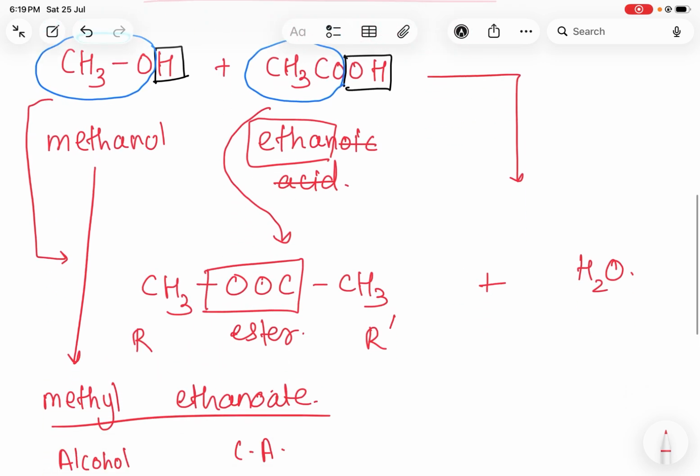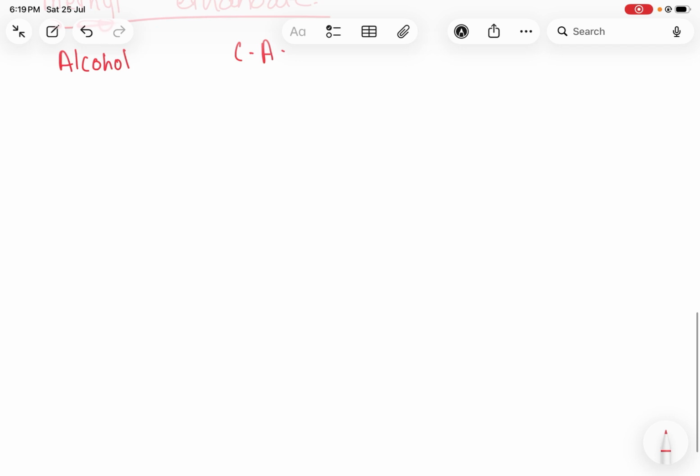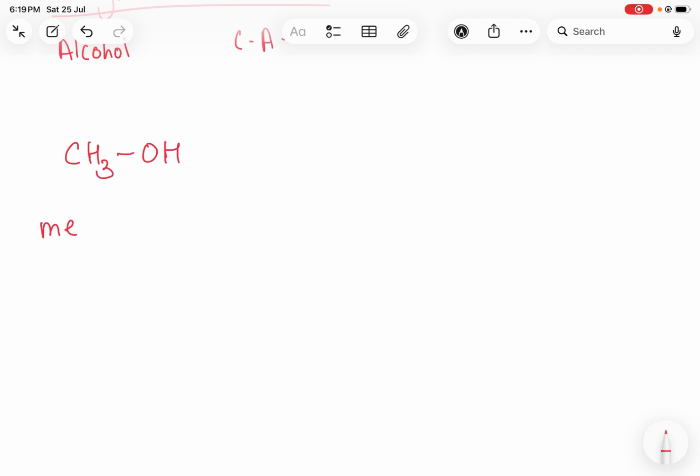We will take one more example. Let's take methanol again, which is CH3OH. And this time I will take propanoic acid.